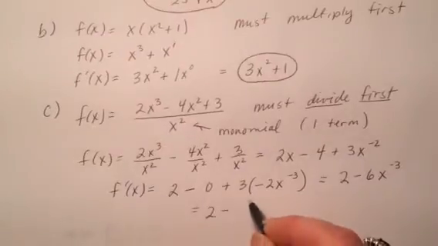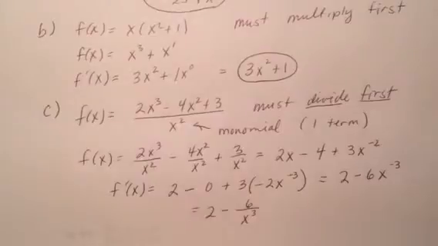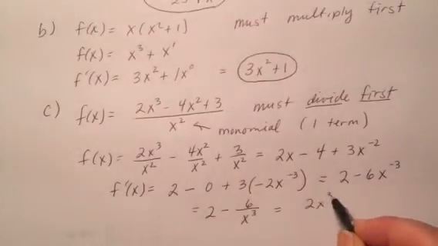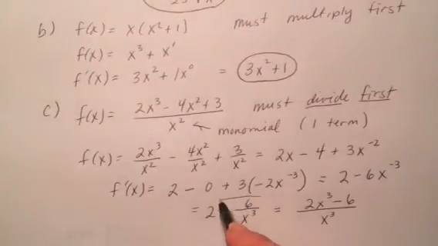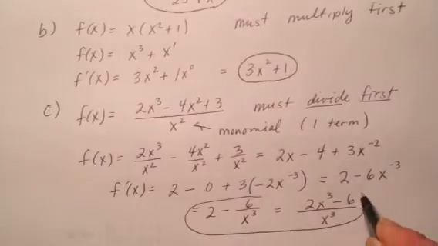And we always want to write with positive exponents. So that's 2 minus 6 over x cubed. You might see this written 2x cubed minus 6 over x cubed. All they've done is have a common denominator to combine those two terms. I would accept either one of these solutions.